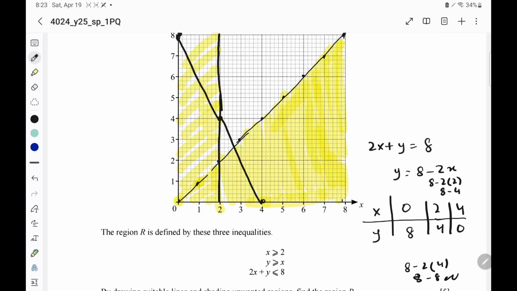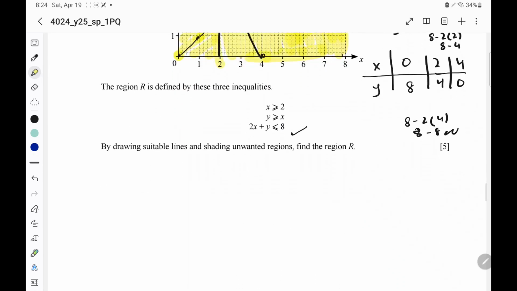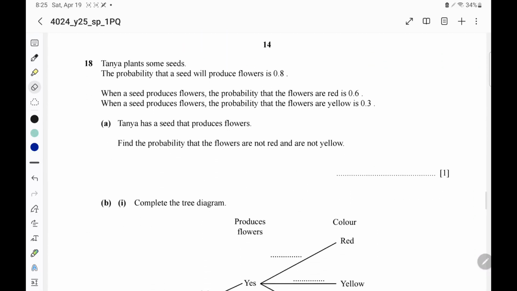Okay, and here it is, it's less, so it means I'm going to shade the greater. So the region R is this much. Some of the parts inside were shaded, that's why I erased it. So this is the shaded region in this part, and it was a 5 marks question. Alright, the next question, question number 18.